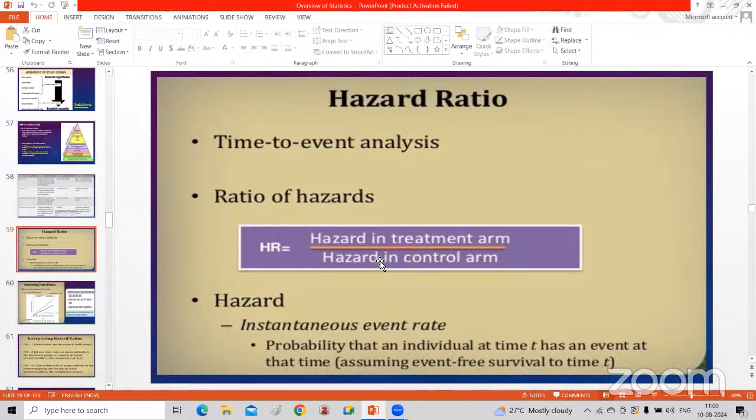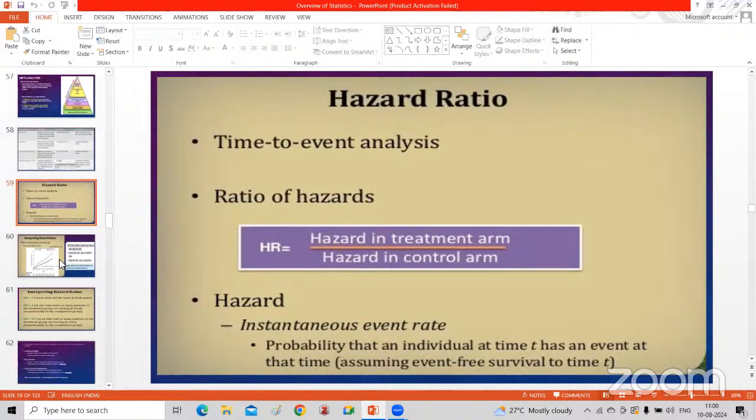Now we use the cutoff of 1. If it is greater than 1, it will be a higher risk or hazard. If it is less than 1, it will be a decrease in the risk. Like if you're going in a car, you have way lesser chances of getting into an accident. And if it is 1, there is no correlation. There is nothing happening.